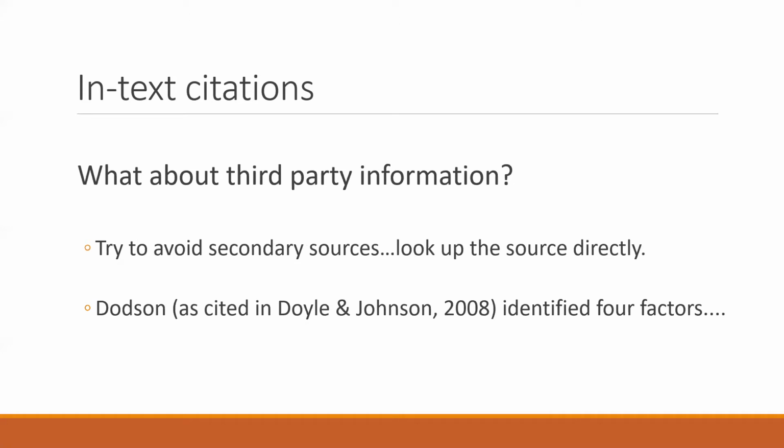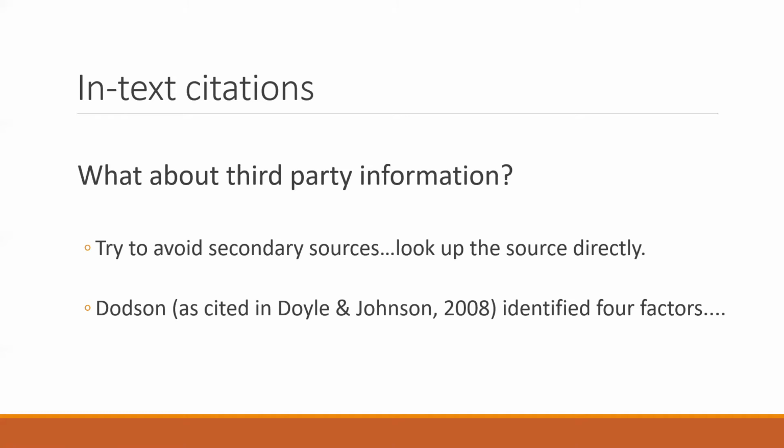Now, when we go to third-party information, we can do that. We want to try to avoid looking up secondary sources. These are sources that reference a primary source, the initial work, right? And we're going to try to avoid these. We want you to go directly to that primary source if possible. So you see in this particular example, we could say Dodson, as cited in Doyle and Johnson. This is our secondary source. This is our primary source, Dodson, secondary Doyle and Johnson.